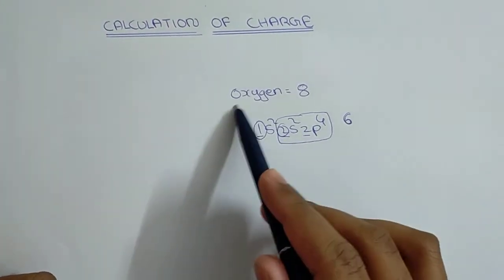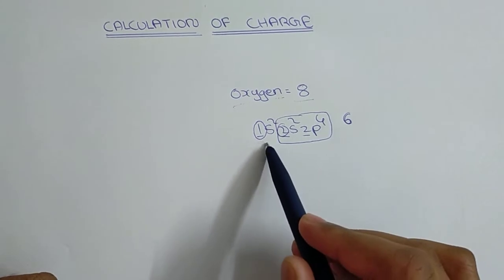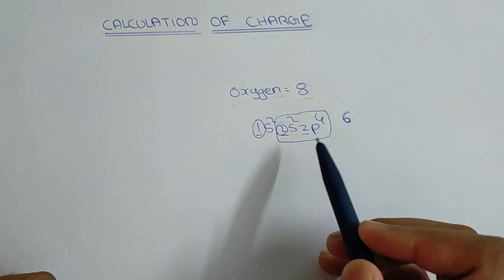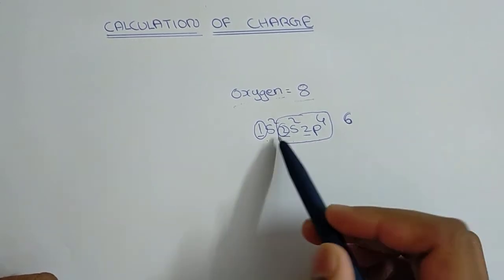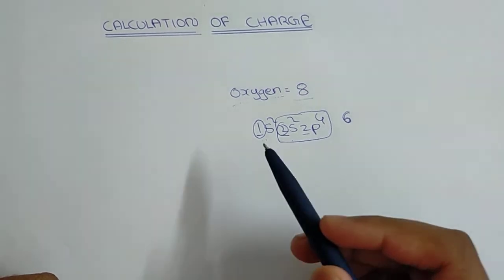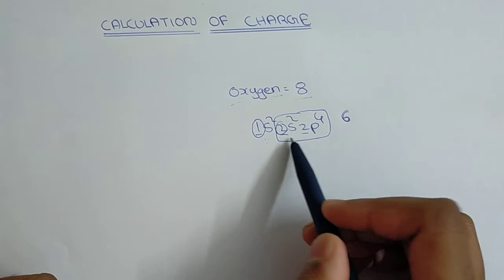Let's consider an element oxygen. Atomic number of oxygen is 8. We'll write the electronic configuration of oxygen: 1s2, 2s2, 2p4. And how to calculate this electronic configuration I have told in the past video. You can watch that video. Okay, so this is the electronic configuration: 1s2, 2s2, 2p4.